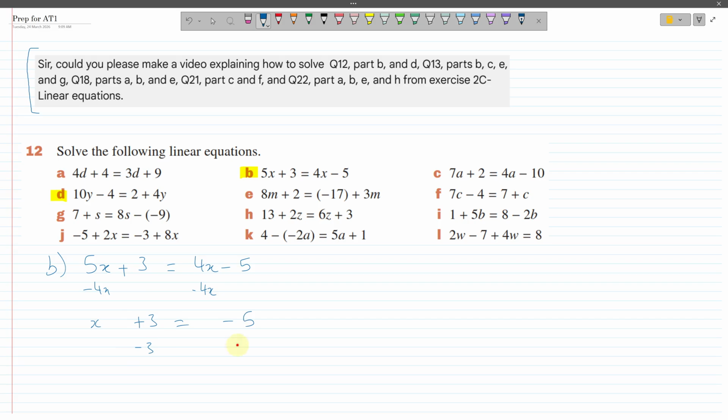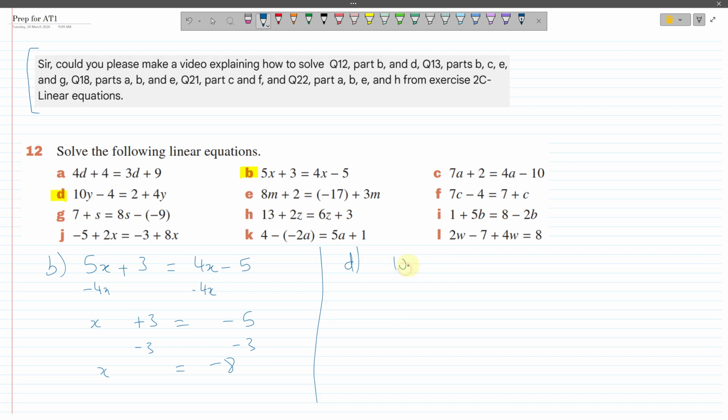Minus 3 on both sides. And that gives you x equals to negative 8. Same answer. But the way I did it first, and you can rewind and watch, that's really what we're doing. And you need to understand that so that you don't make silly mistakes.